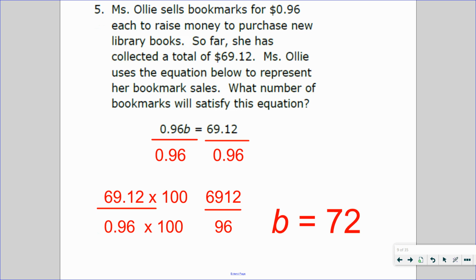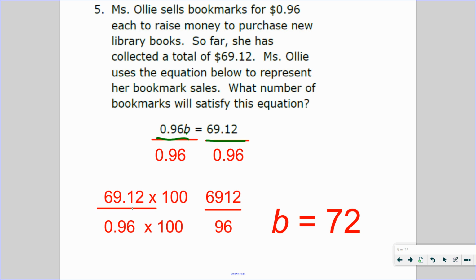Number 5. Ms. Ollie sells bookmarks for 96 cents each to raise money to purchase new library books. So that's why it's 96 cents per bookmark. First, you raise a total of $69.12. What is the number of bookmarks? So solve this equation. This is a multiplication equation. How do you undo it? What's the opposite of multiplication? Divide. So I divide both sides by 96 cents.